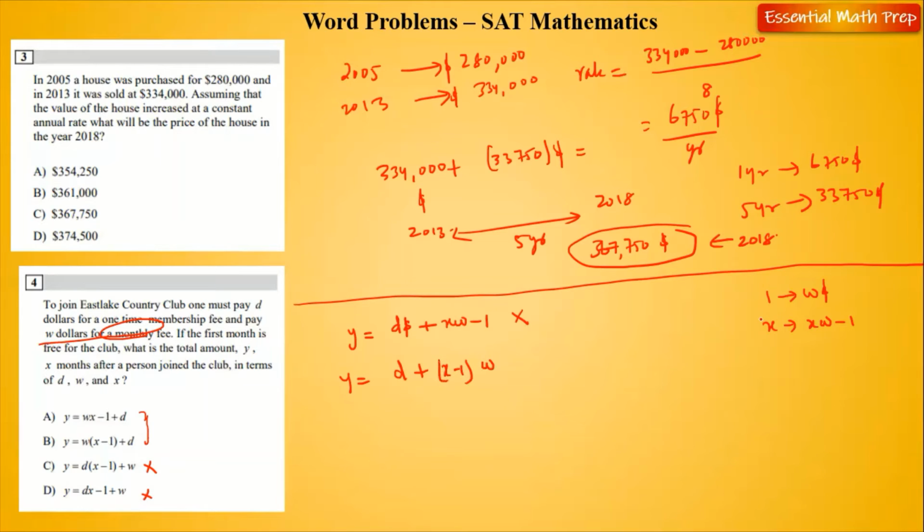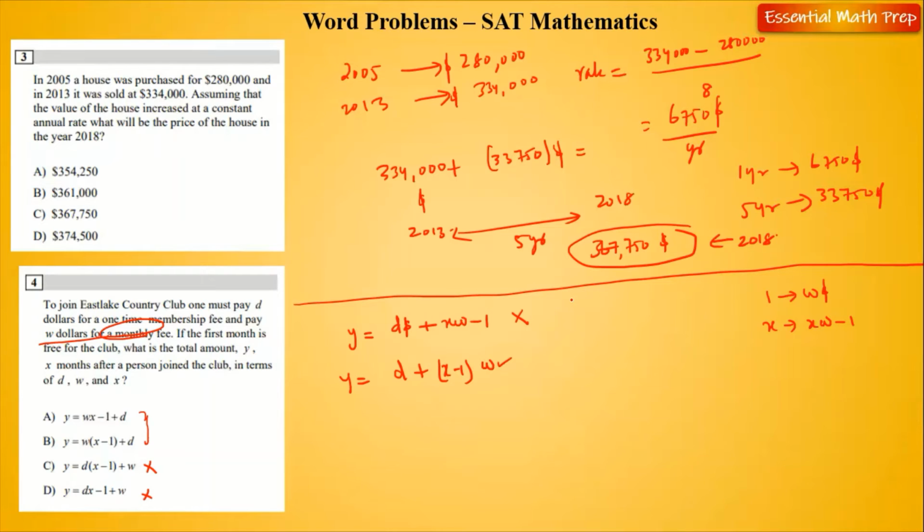Why? Because let's say you get a 12-month membership and the first month is free. That means 12 minus 1 months. You cannot multiply dollars and months and subtract 1. I can prove why it's wrong. So this is the correct answer: 12 minus 1 is 11 months, so you're paying W for 11 months.